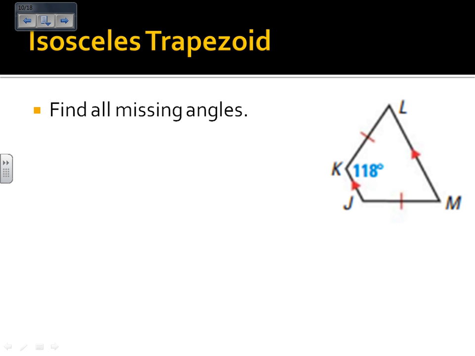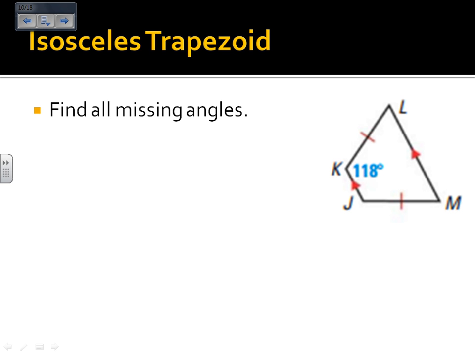There's K, 118. So look at your properties we just went over. We had one property about diagonals. Is that going to help us here? Diagonals? I disagree. What's the other property now? It's about what? Both pairs of base angles are congruent.